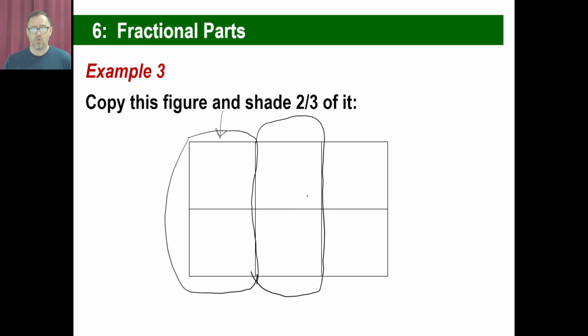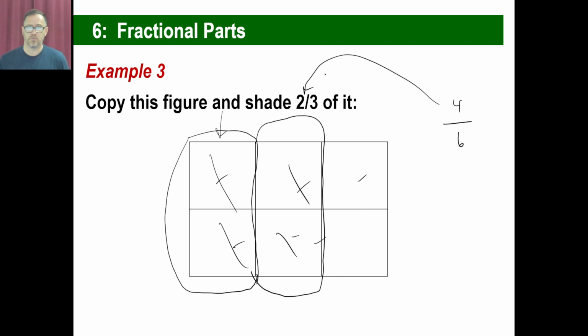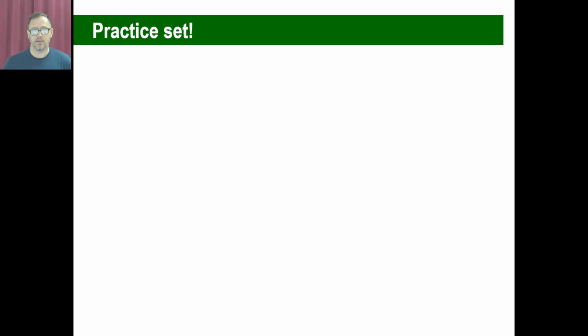Now, by the way, what fraction is this showing if you count all the squares? Well, you're going 1, 2, 3, 4, 5, 6 squares, right? But we're doing 1, 2, 3, 4. That's going to be 4 out of 6. Well, that's the same thing as 2/3, right? You've done reducing fractions, same exact thing. There you go. Okay. All right, let's try the practice set.